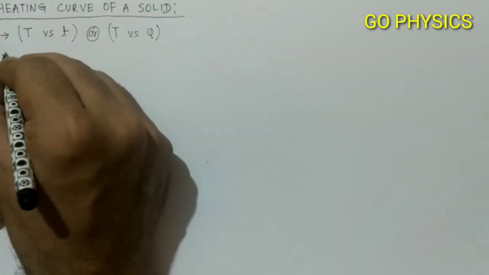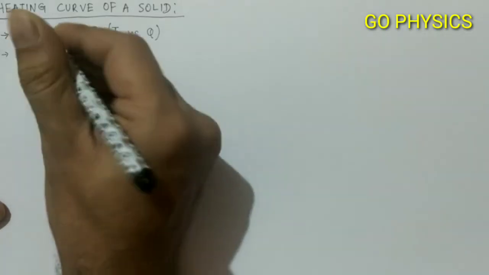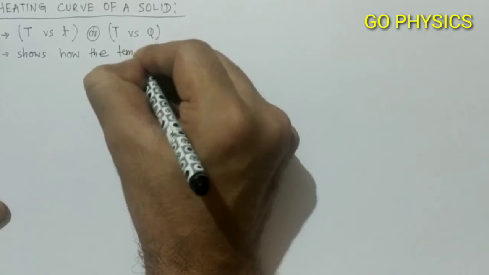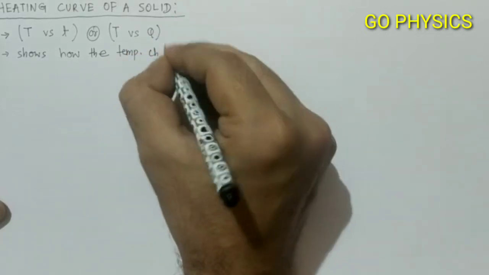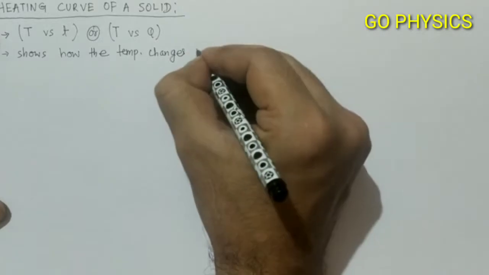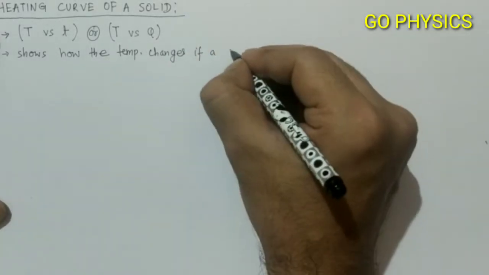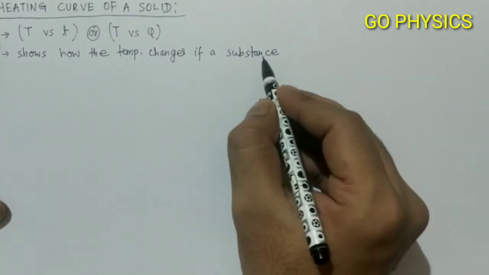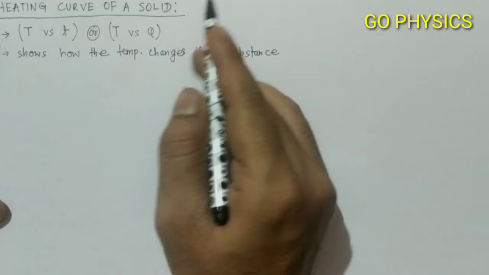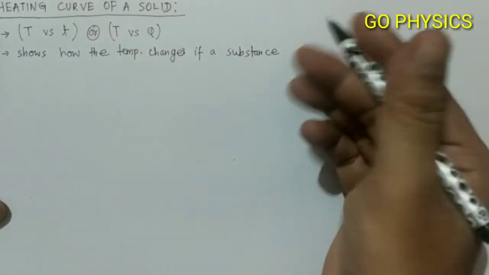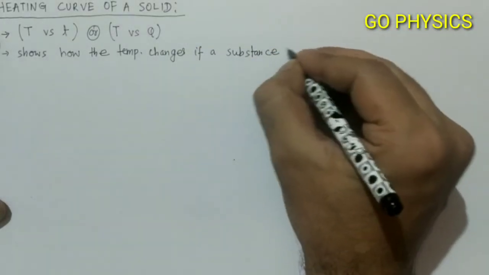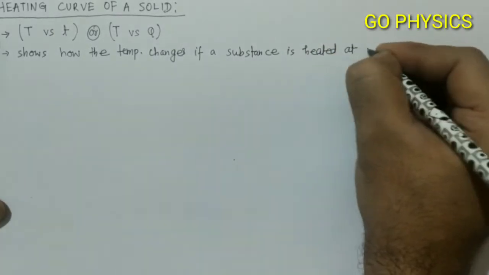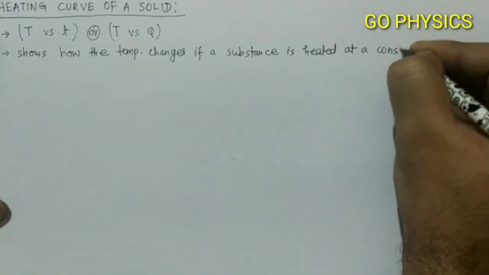This curve shows how the temperature changes if a substance is heated at a constant rate. The substance can be solid, liquid or gas, but this curve we are going to draw for a solid, but it is valid for liquid and gas also. Later I will discuss.